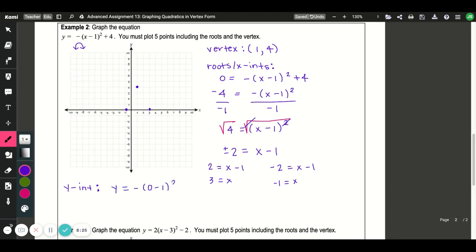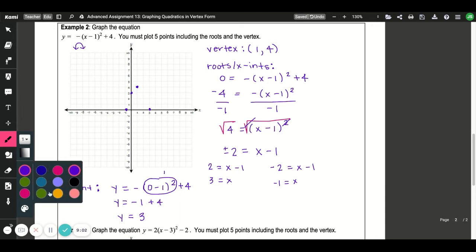So in place of that x, I'm going to put a 0, and then I'm going to solve this for y. So, ignore this negative for a second, I'm trying to cover it with my finger, you guys can't see it. 0 minus 1 is negative 1. Negative 1 squared is positive 1. So I have this negative, and then this equals a positive 1, but I still have that negative out there. So I get negative 1 plus 4, which then is 3. So my y-intercept is at 3 right here.